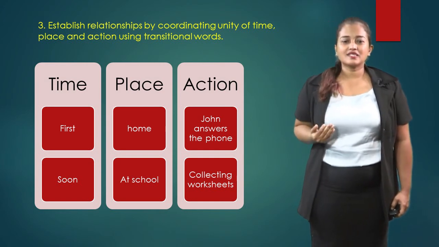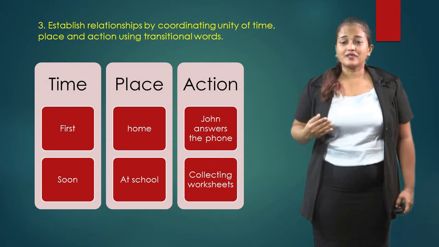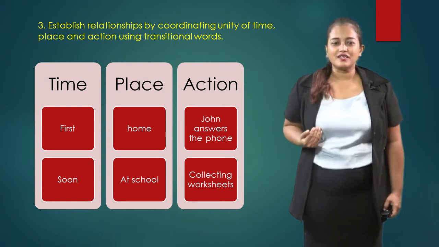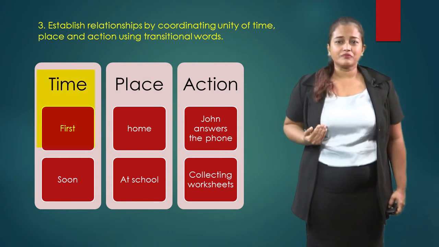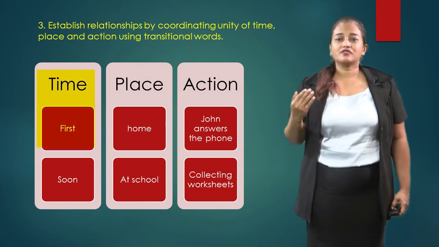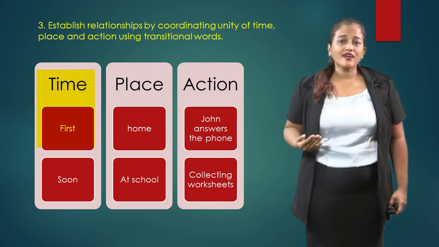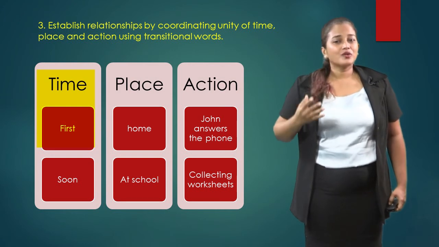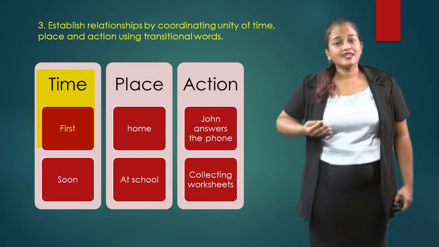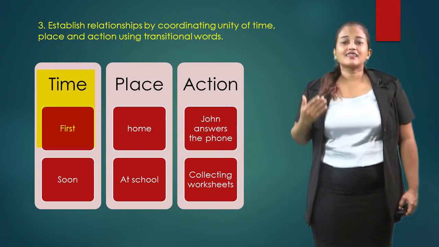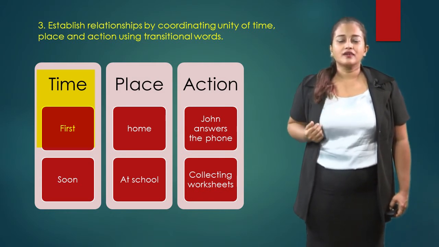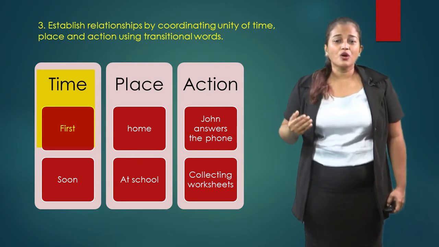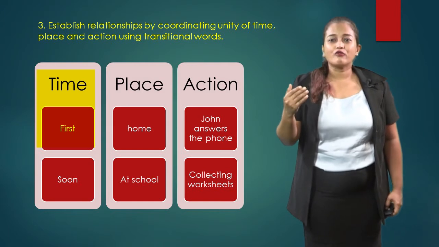Here is an example set out for you. I have placed this table for you to better understand what I mean. In terms of time, when you create a unity of time, it means in your paragraph, you are putting what happens first, what happens second, and the last thing that happened in that particular order of action. You are also coordinating these two with the unity of place.